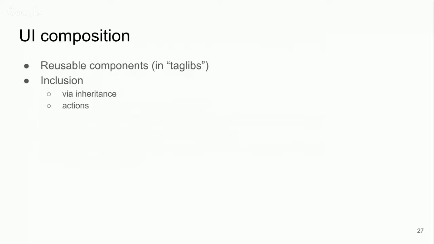What do I mean by that? You don't just want hello world views, and you don't want to repeat the same thing over and over. You want to build the UIs more flexibly, and there's a few approaches you can take to achieve that. One is reusable components. They are grouped in something called taglibs, and you've already seen those. We'll show you another example on the next slide. And then there's the ability to include partial views in other views, or view fragments in other views, both via inheritance and via actions, which is basically the most common approach to include new UI in something else in Jenkins.